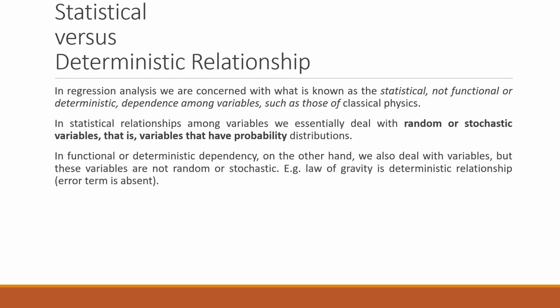There are two types of relationship: statistical versus deterministic. In a statistical relationship, the variables are random or stochastic, that is, they have a probability distribution. A deterministic relationship deals with variables that are not random or stochastic, for example, the law of gravity. In simple terms, if your equation has an error term, it is a stochastic relationship.